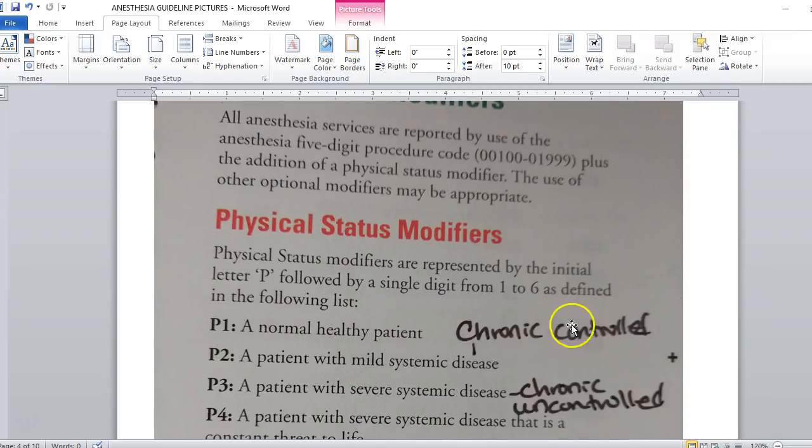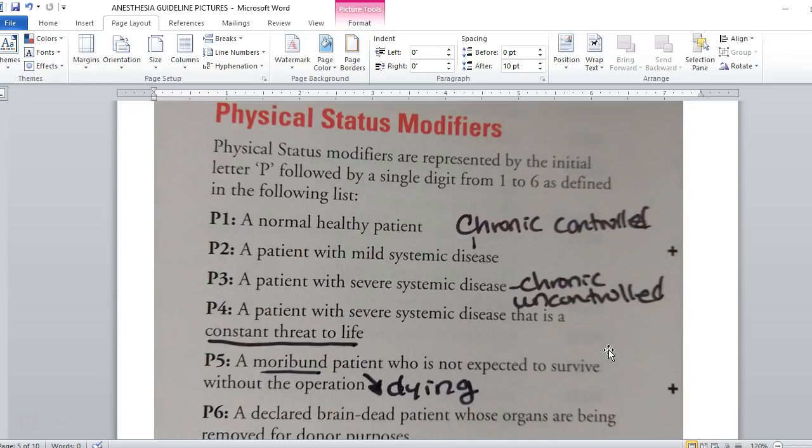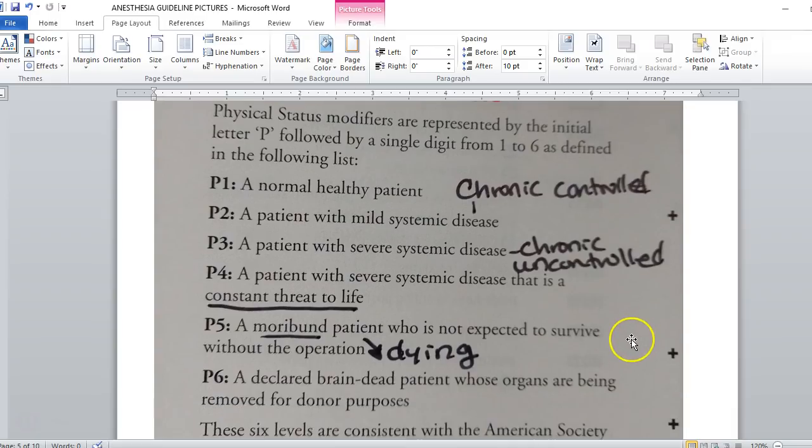Okay, so now we're looking at the next page. We're looking at the physical status modifiers. Let's talk again about the differences between them. A normal healthy patient is a normal healthy patient, even if they're getting something removed. So if someone goes in to get their gallbladder removed, but otherwise they're normal and healthy, they're still a P1.